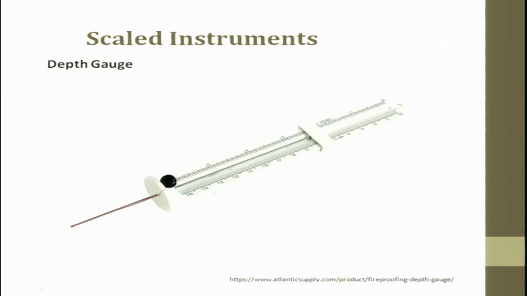So, this is the depth gauge. You can see the graduations here, and the least count can be up to 1 micron; generally it is 10 microns. This is the least count. What is least count? Least count is the minimum distance between two graduations.